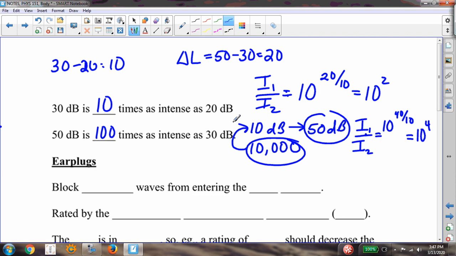All right, try this for some others. You're going to see problems like this on the test, so make sure that you can interpret how much more the intensity has increased if I increase my intensity level by a certain amount.